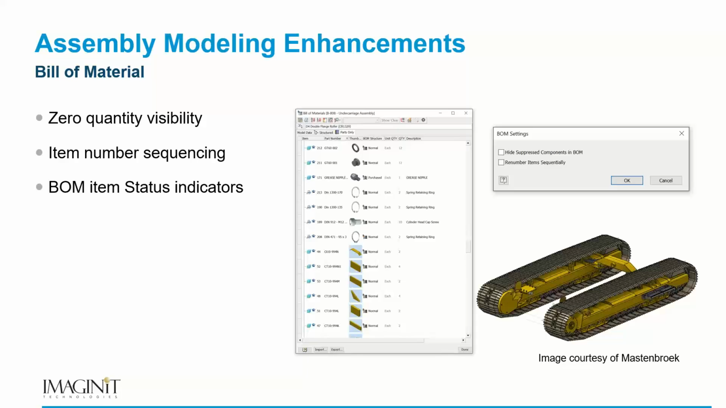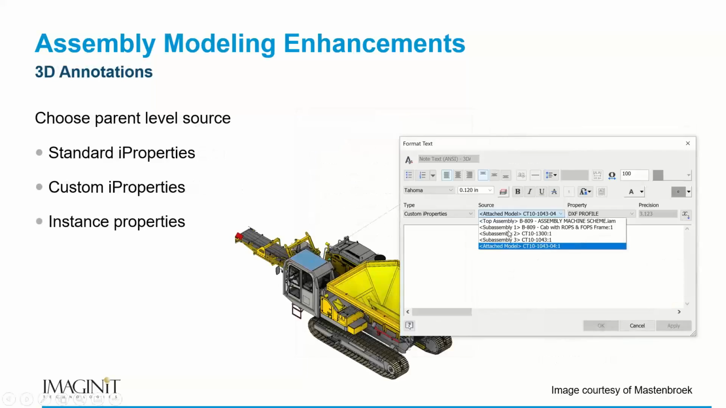Where does that come in, and how do we want to set this up? So now we've got a couple of settings where we can automatically number items sequentially, and we can work within the bill of material to hide suppressed components easily. Those suppressed components by default are going to have a 0 quantity visibility, right? So I'll point this out.